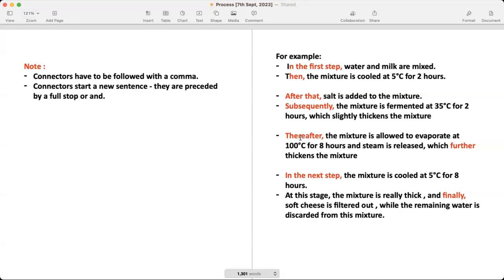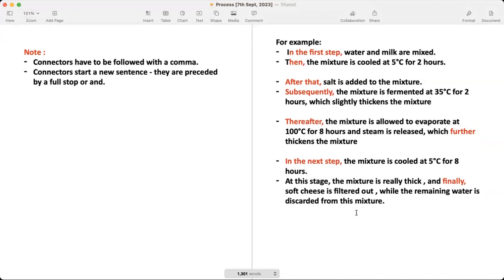Now I've used the word thereafter here. I've used the word further here, subsequently here. These are the connectors that I'm talking about. At this stage, the mixture is really thin and finally the soft cheese is filtered out while the remaining water is discarded from this mixture. And the remaining water is discarded. Discarded means thrown away from the mixture. So that's how I'll end up writing the body paragraphs.